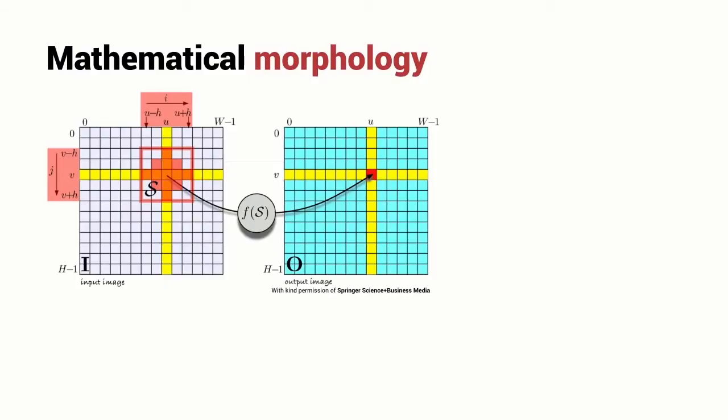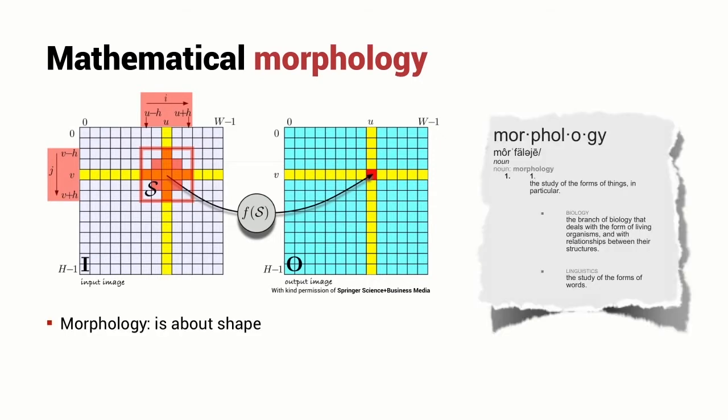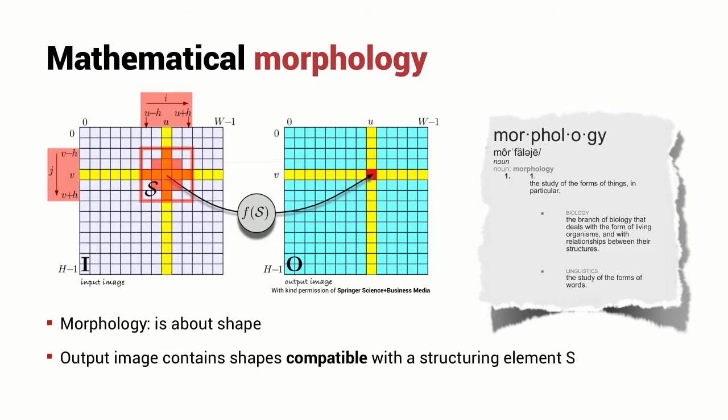In this section, we're going to consider another spatial image processing operation. It goes by the rather confronting title of mathematical morphology. Now, the word morphology means shape. So this is a type of spatial image processing operation that is sensitive to shape. The output image contains shapes that are compatible with a structuring element S.